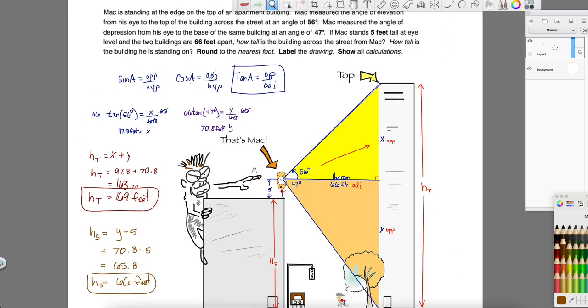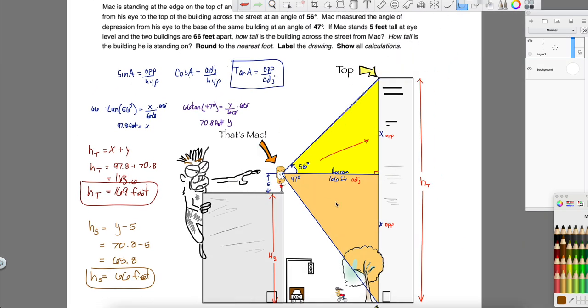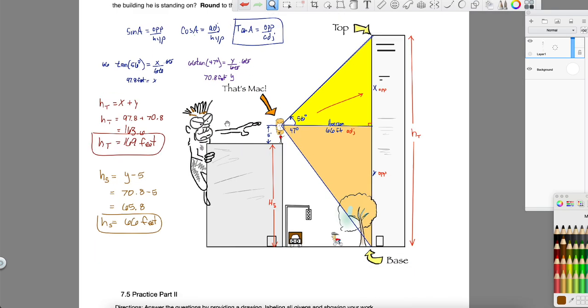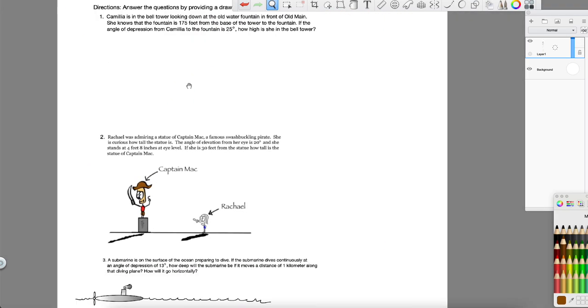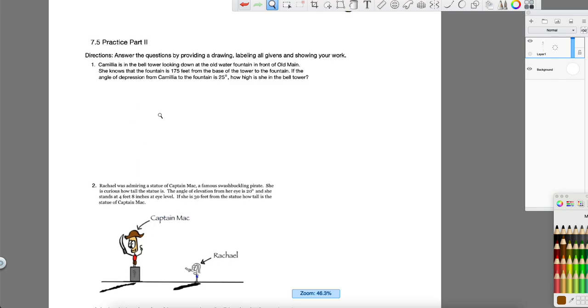All right, I hope all that makes sense, and I don't know why there's a monster here. That was for fun. All right, so let's take a look at some practice here.